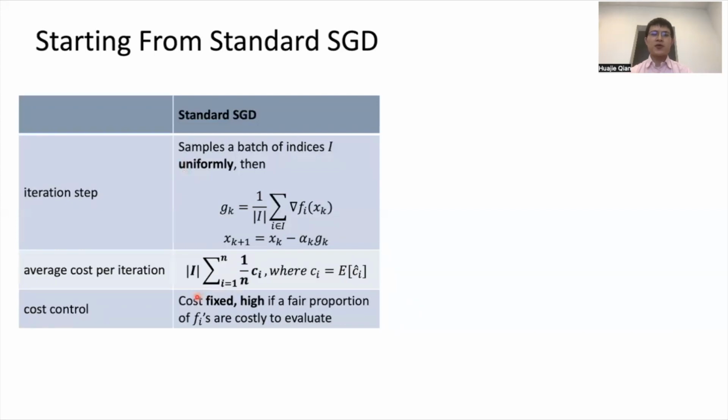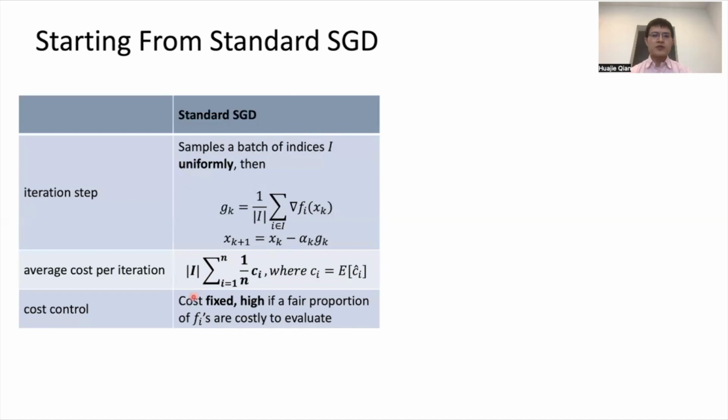So here's the main idea for exploiting heterogeneity. We will start from the standard SGD. In standard SGD, we randomly sample a batch of functions uniformly from all the components. And for convenience, let's say this sampling is done with replacement. Then we form the gradient estimate by averaging all the sampled gradients, and then update the solution with a certain step size. If we look at the average sampling cost per iteration for the standard SGD, it's in this form, which is the average cost of all the components multiplied by the batch size. So we see that this cost is solely determined by the problem, and it can be high if a fair amount of the gradients are costly to evaluate.